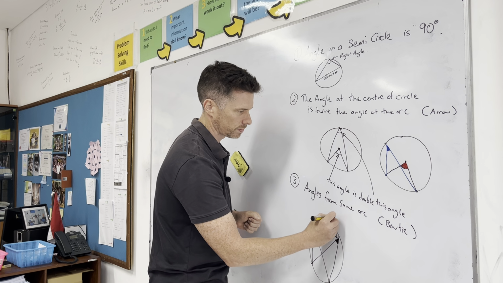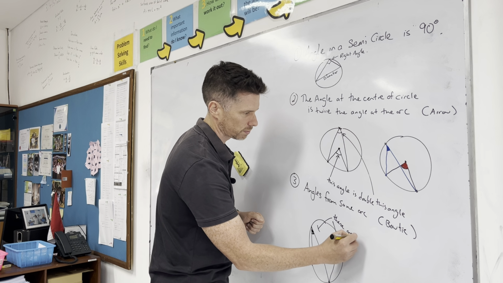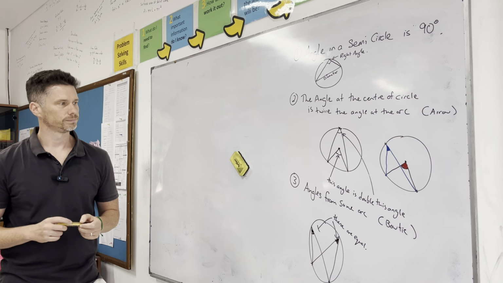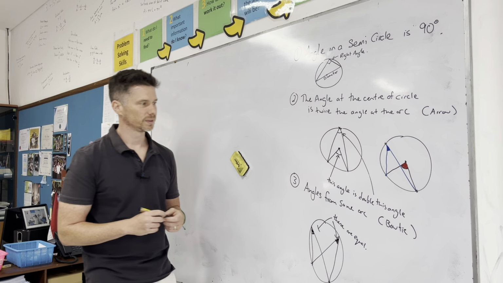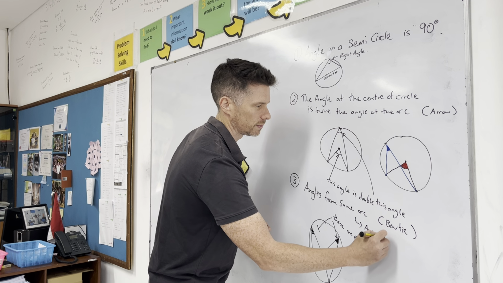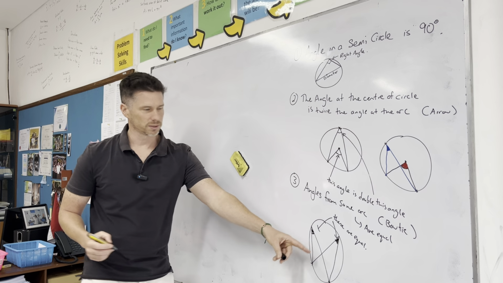I feel like the rule you wrote doesn't really make me understand. Angles from same arc. Is that the rule? The angles from the same arc are equal. Sorry, I didn't finish it. It's called the bow tie rule because it kind of makes a bow tie.